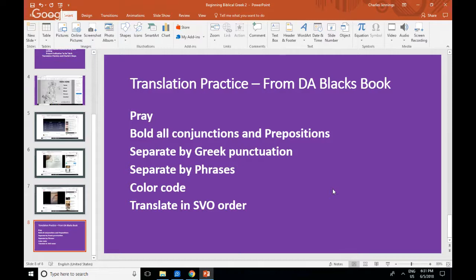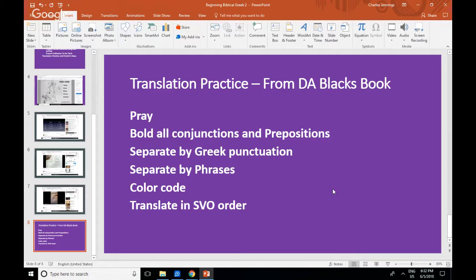Rafe, what I'm gonna do at this point is tell people what this says, and then I'm gonna have you screen share your document. But what we normally do is we bold all the conjunctions and prepositions. Of course, at this beginning level, you haven't been introduced to conjunctions or prepositions yet, so don't worry about that. I'm just giving this order in advance.